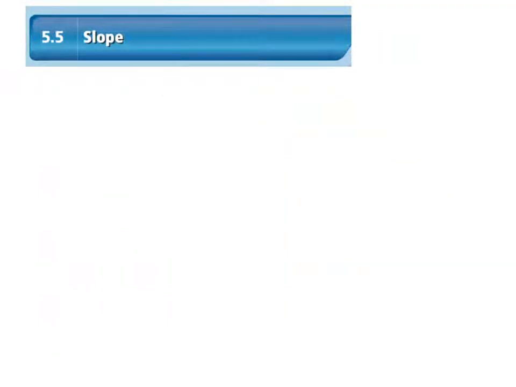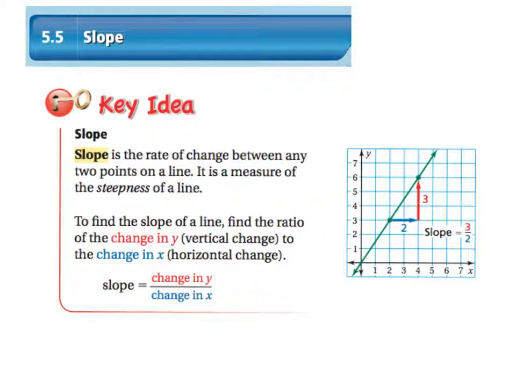All right, in section 5.5, we're going to start talking about slope, which is actually a ratio. Here's your key idea. Slope is a rate of change. A slope is a rate, more specifically a rate of change between any 2 points on a line. Basically, it measures how steep a line is. So the steeper the line, the higher the slope.